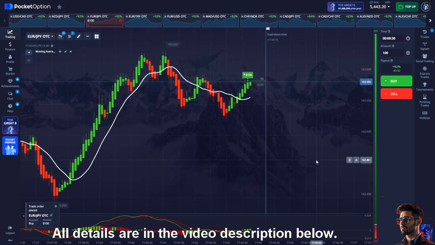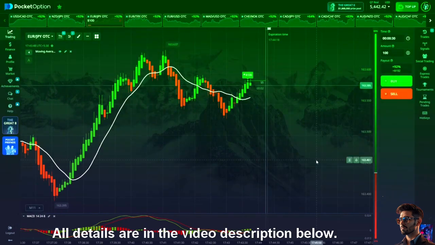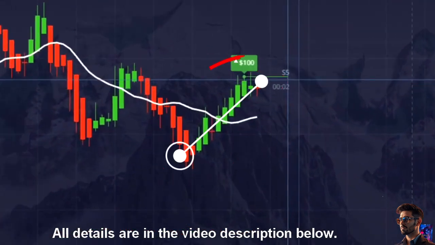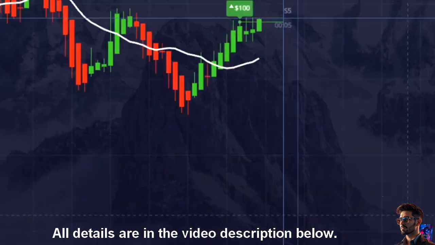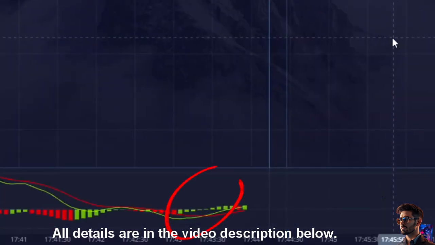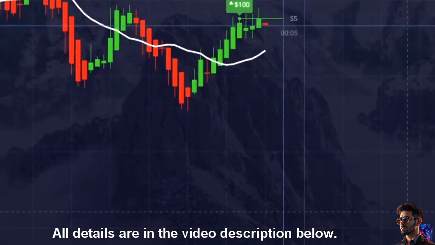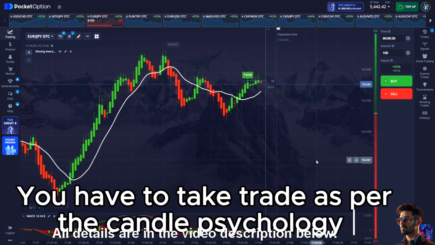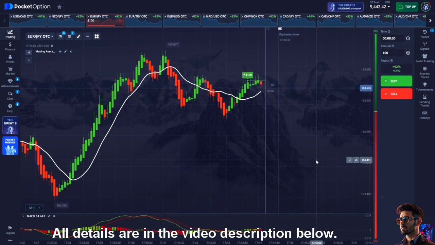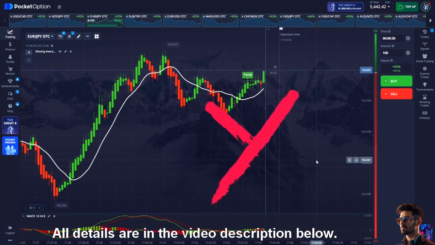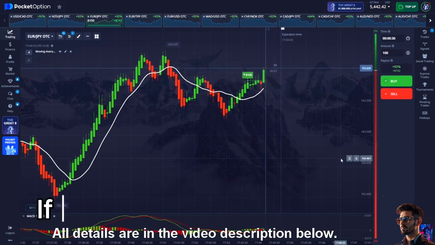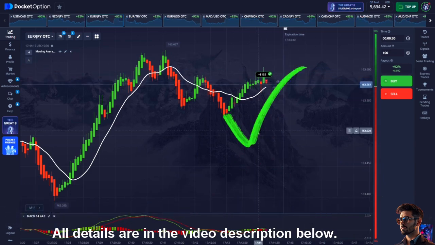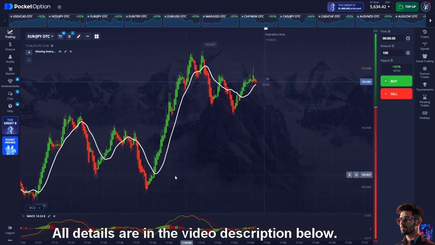Again I got an opportunity here for the upward direction, so I took a trade. As you can see, the market crossed the white moving average in the upward direction, and MACD also crossed each other at the same time. So that's why we took a trade here, for the up direction of 30 seconds. You have to take trades as per the candle psychology. If the candle is forming a doji, or anything else, then avoid taking a trade at such time. But if the candle is forming big, then you have to take the trade. Like here you can see our trade is a win, and we successfully won all of our trades.